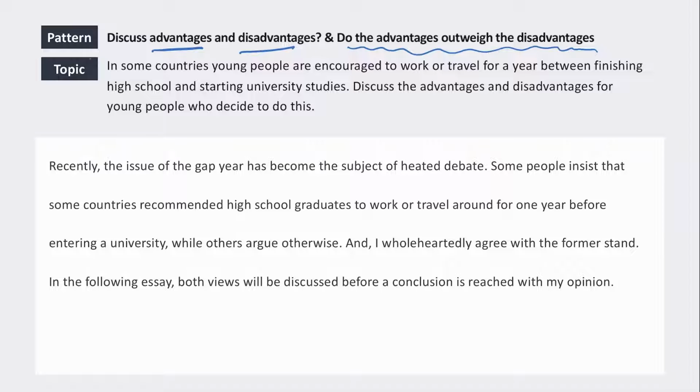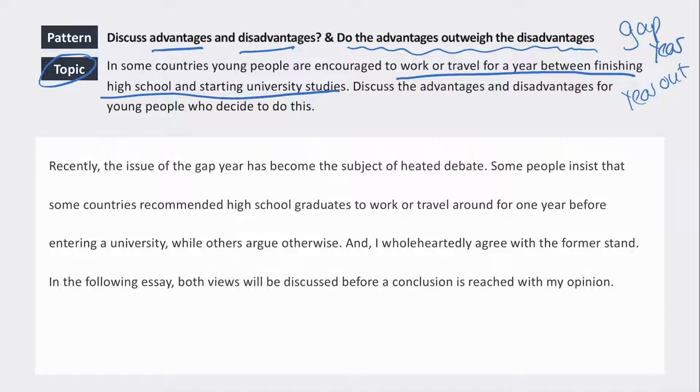Okay, so let's look at the topic. In some countries, young people are encouraged to work or travel for a year between finishing high school and starting university studies. Discuss the advantages and disadvantages for young people who decide to do this. In the UK, this is pretty common. We call it a gap year. Or you might just say, I took a year out between school and university.